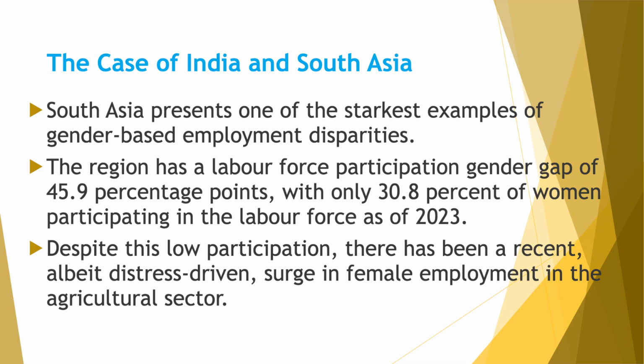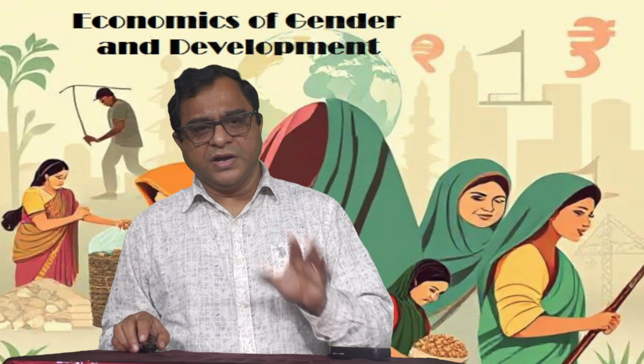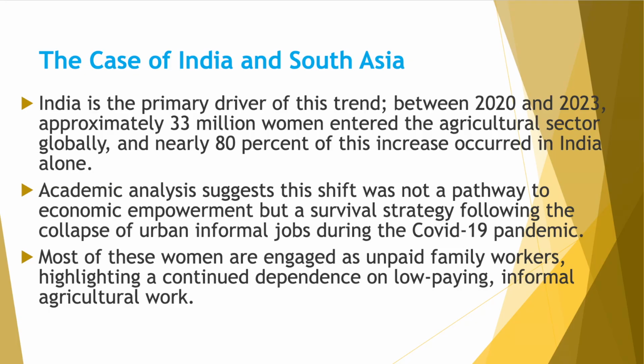Despite this low participation, there has been a recent, albeit distress-driven, surge in female employment in the agricultural sector. For example, India is the primary driver of this trend. Between 2020 and 2023, approximately 33 million women entered the agricultural sector globally, and nearly 80% of this increase occurred in India alone. Academic studies suggest this shift was not a pathway to economic empowerment, but a survival strategy following the collapse of urban informal jobs due to the COVID-19 pandemic.